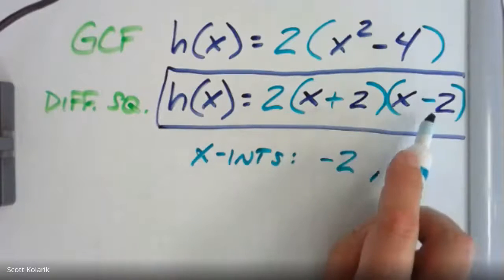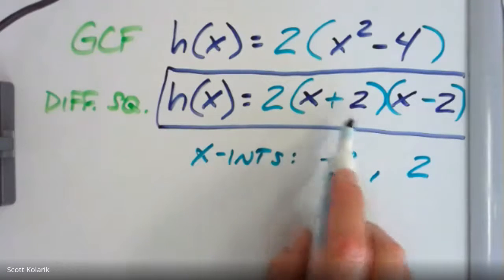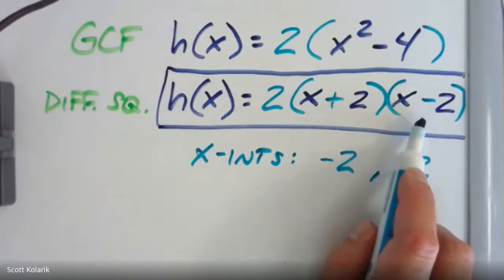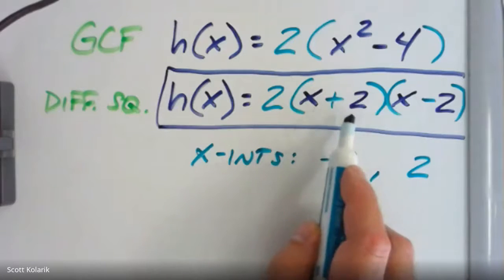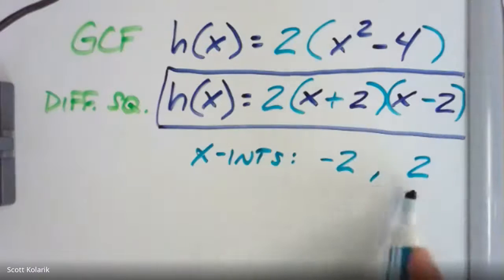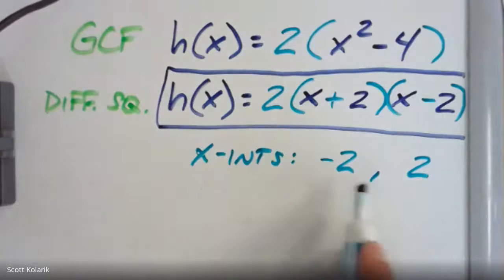Right? Just taking the opposite sign here. Now, the other way you could do it is I could take each of these parentheses, set each one equal to 0, and then solve for x. Well, in that case, I would just subtract 2 from each side. In this case, I'd add 2 to each side, which is why we get these values. So my x-intercepts are these, right?